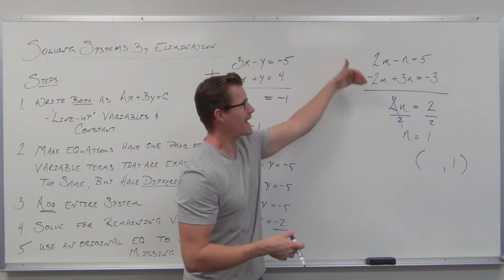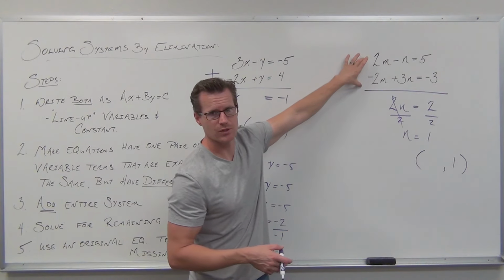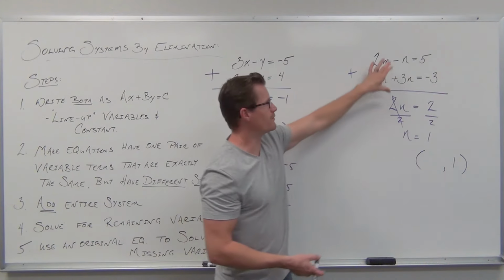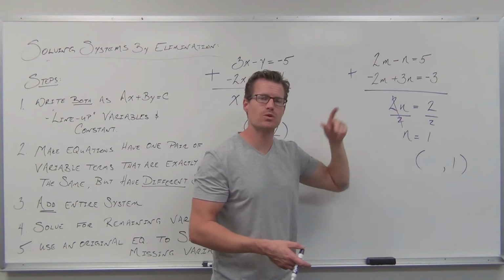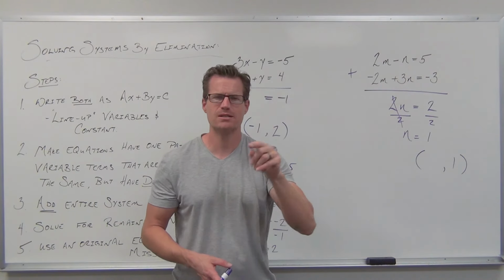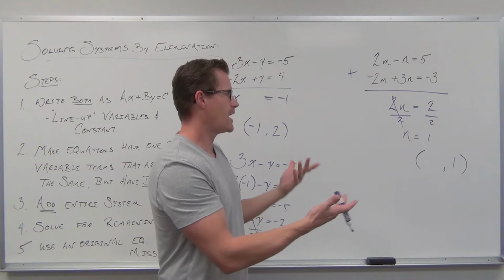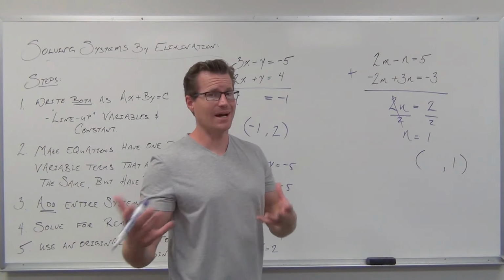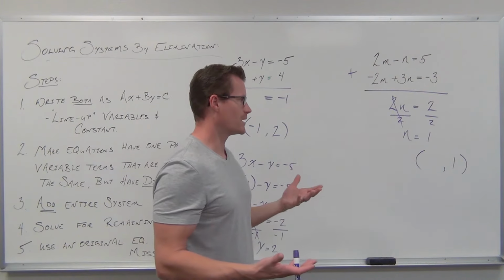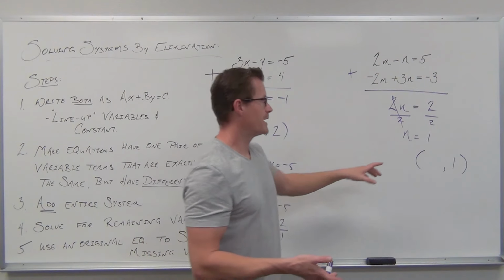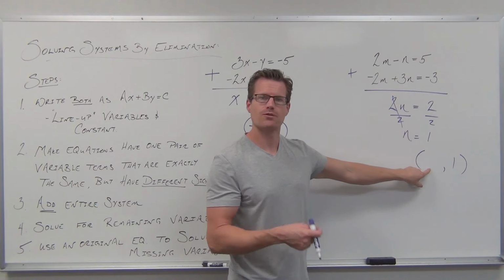We got it lined up, we added it, we had opposite variable terms. That adds to 0. We have non-opposite variable terms. It leaves you with one variable to solve for. It's really easy to solve, just divide, and then you have half your point. Now, are we done? Well, not really. I mean, we did half of it, but now we have to solve for the missing half. We have to solve for our m.